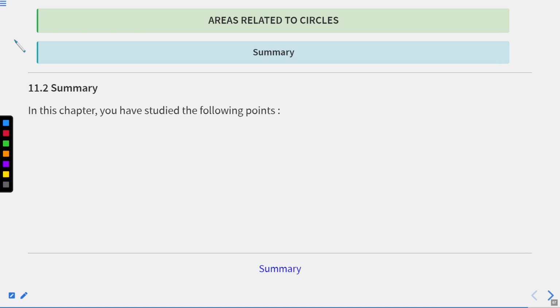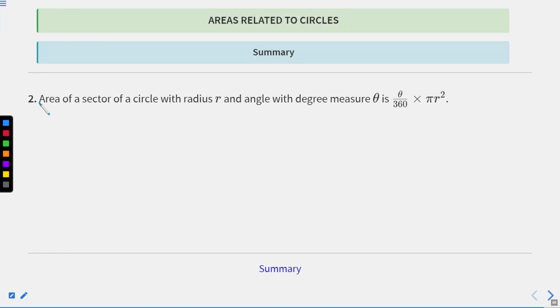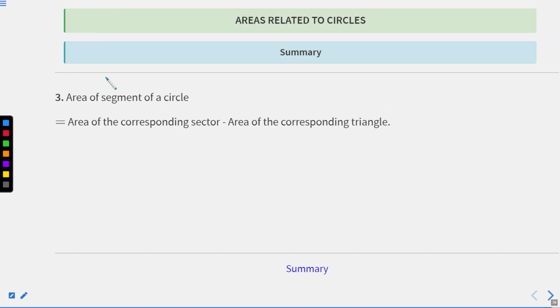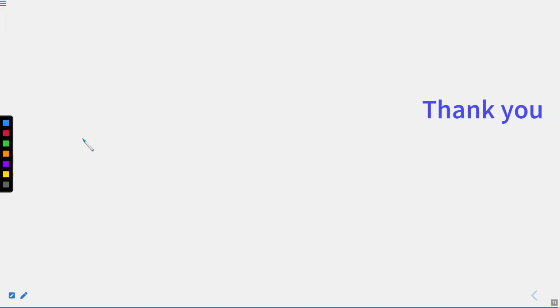Now in this chapter, we summarize the points that are important for all of you. So in this chapter, we have studied the following points. The length of an arc of a sector of a circle with radius r and angle with degree measure theta is theta by 360 degree into 2 pi r. Second point, the area of a sector of a circle with radius r and angle with degree measure theta is theta by 360 degree into pi r square. And the area of a segment of a circle is equal to the area of the corresponding sector minus the area of the corresponding triangle. So I stop here this lecture.